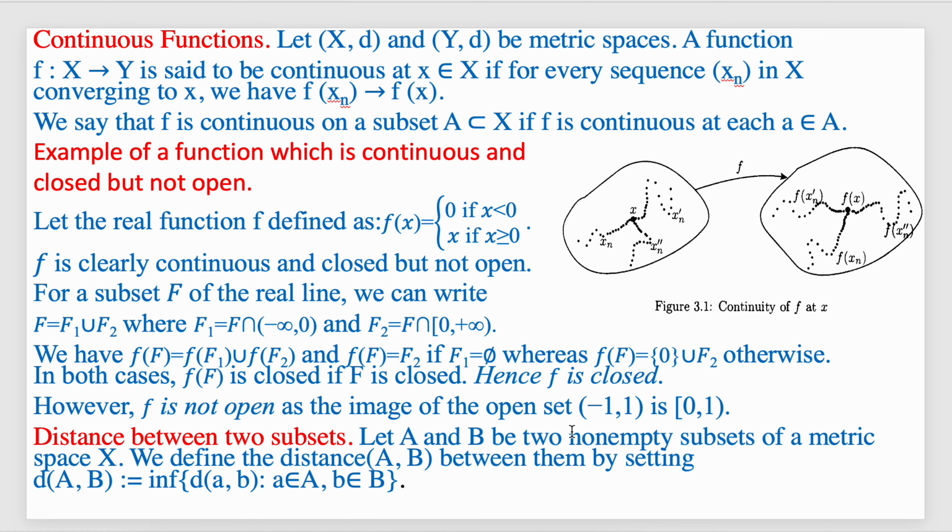Now how will we find the distance between two subsets? Let A and B be two non-empty subsets of a metric space X. We define the distance between two sets A and B as the infimum of the distances d(a, b), where a belongs to A and b belongs to B. So to find the distance between two sets, we calculate the infimum of the distances between the points of the sets A and B.